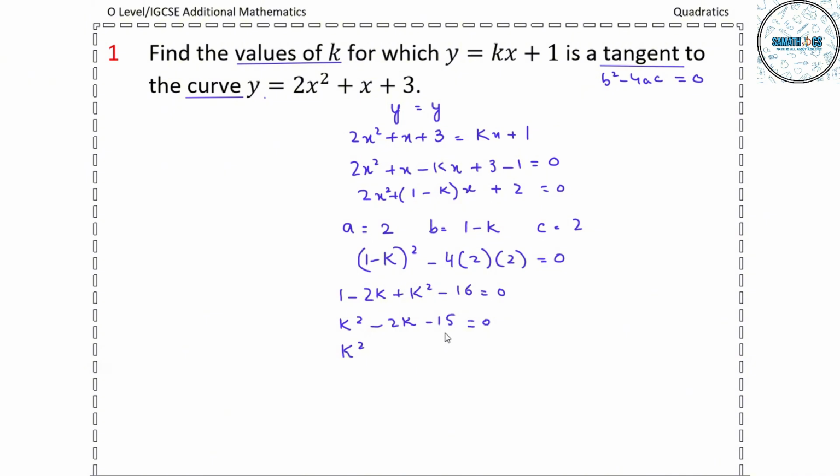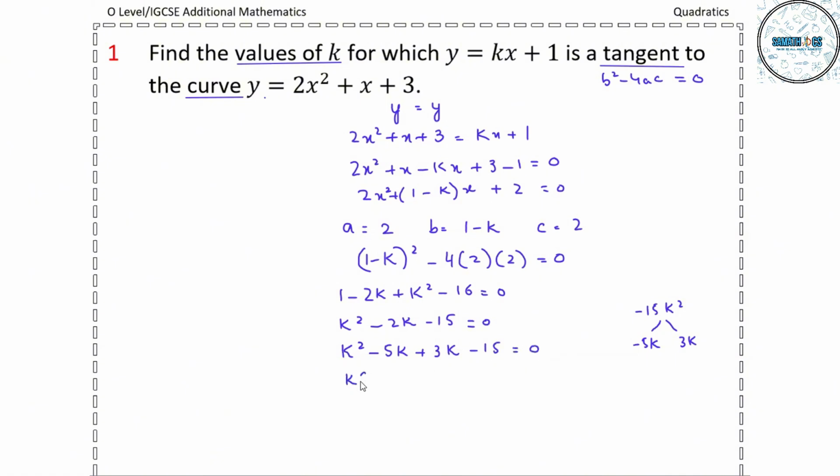K square, when we multiply minus 15 by k square, it is minus 15k square. The factors of minus 15k square are minus 5k and plus 3k. When we multiply minus 5k by 3k, we get minus 15k square, and when we simplify these two, we get minus 2k. So we have here k square minus 5k plus 3k minus 15 is equal to 0.